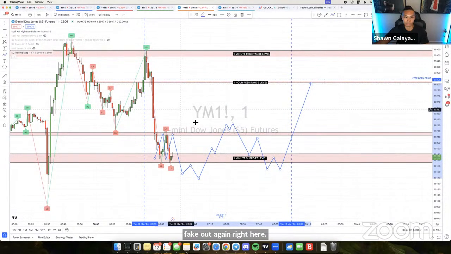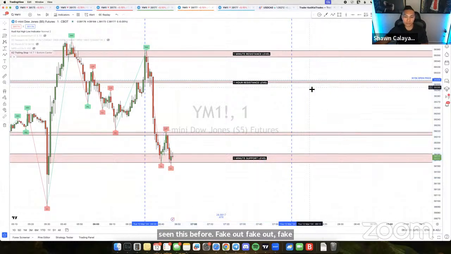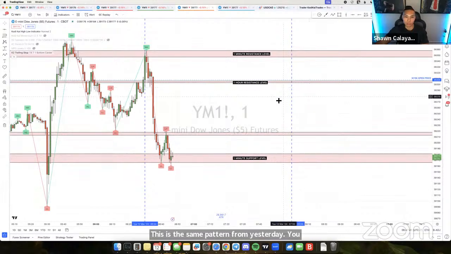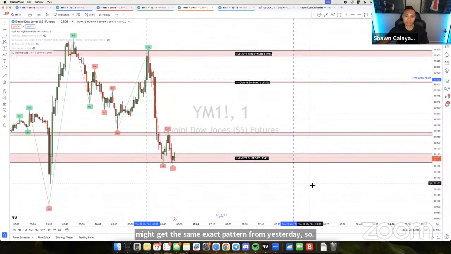All right, you guys have seen this before. Fake out, fake out, fake out, push back to the open price. This is the same pattern from yesterday. We might get the same exact pattern from yesterday. So I've mentioned this to you guys before. This typically happens. This is why Mondays are good feeler days, because Mondays will kind of show you what the market's going to do for the rest of the week. And it looks exactly the same as it did yesterday.